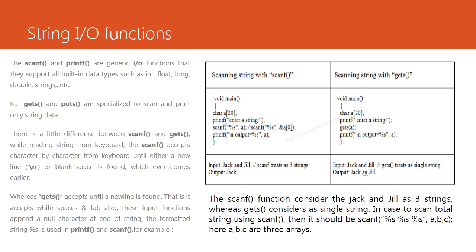So here I input Jack and Jill, gets treats it as a single string, so totally Jack and Jill will be accepted. In the scanf statement, Jack and Jill is three strings, whereas gets considers it as a single string. I hope that all of you understand the difference between gets and scanf. The same method can be applied in puts.